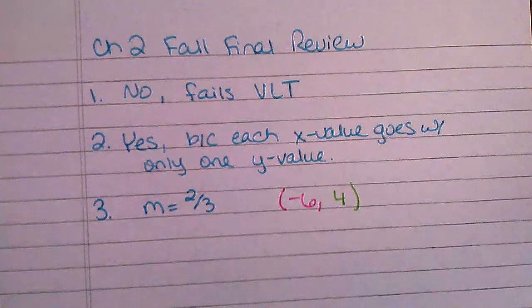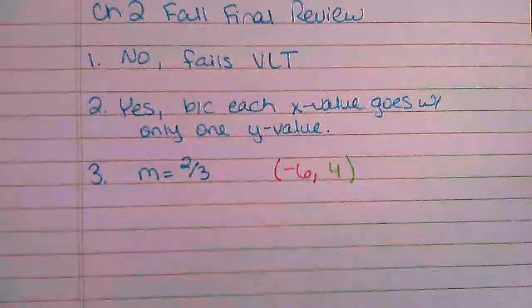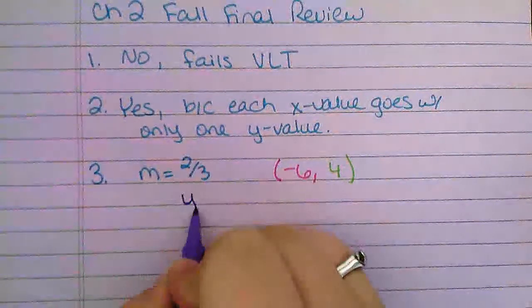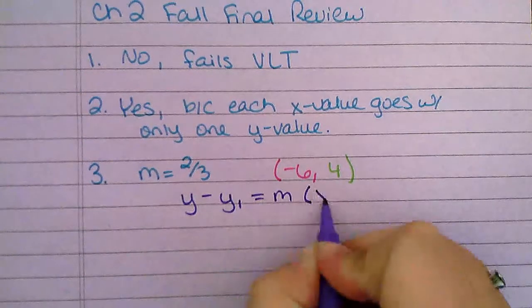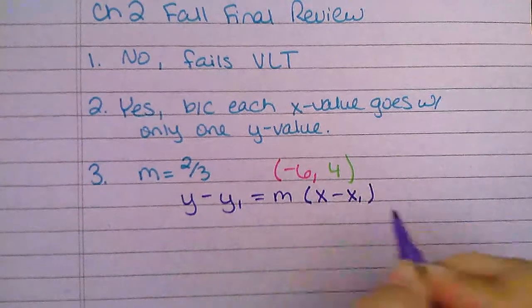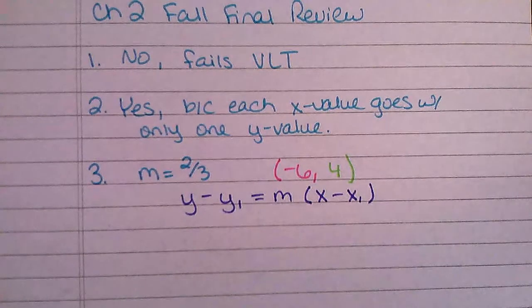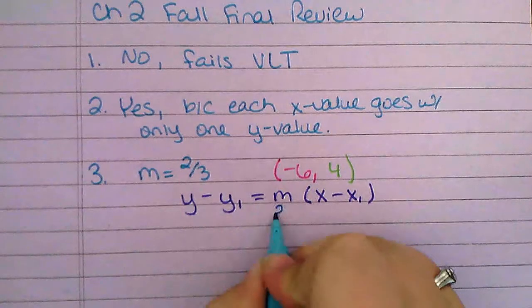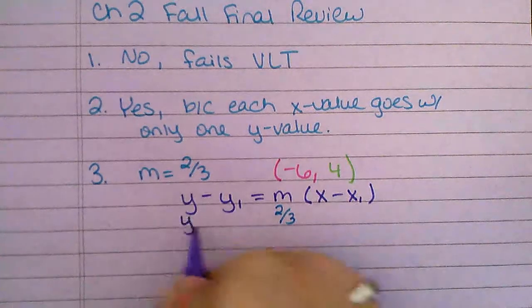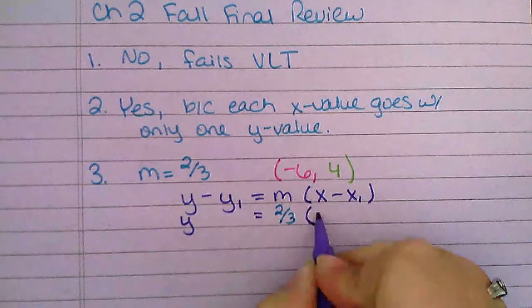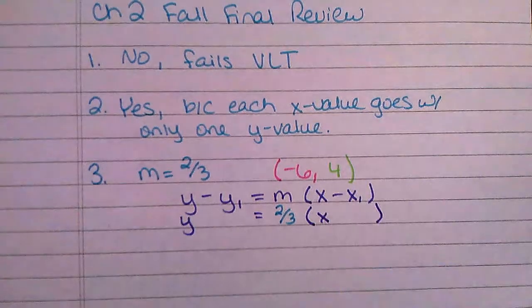Okay, so I am going to start out by making this in point slope form. So the point slope form says y minus y1 equals m times x minus x1. So this 2/3 is obviously m, and y and x get to stay letters. Everything else gets replaced by a number.